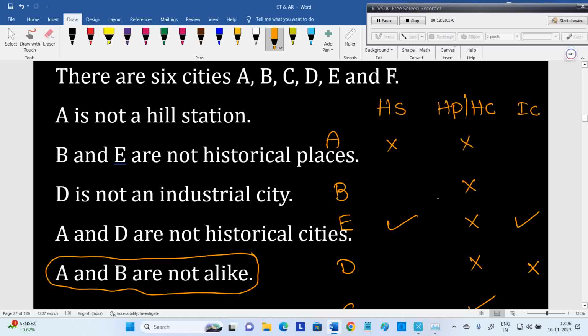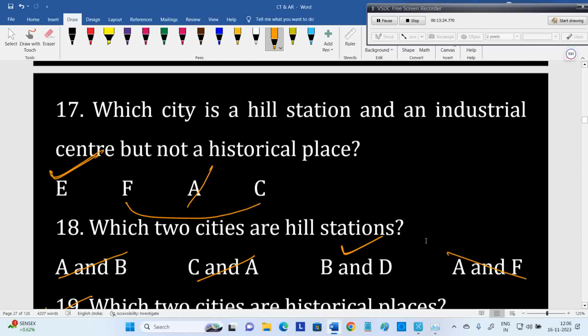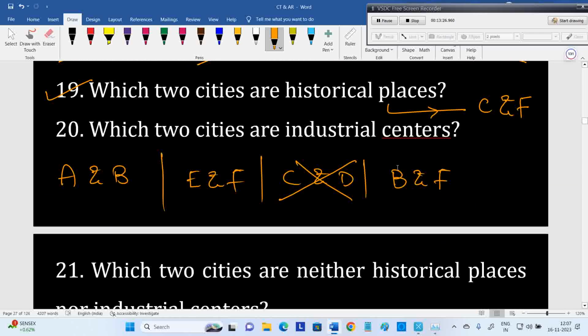D is not an industrial city. That's the only thing eliminated. Only D, one option eliminated. Are these options suitable or not? One moment. The options are the crucial thing here. Which two cities are industrial centers? We have A and B, E and F, C and D, B and F. We eliminated D, we are clear with that. The options are what I am worrying about.